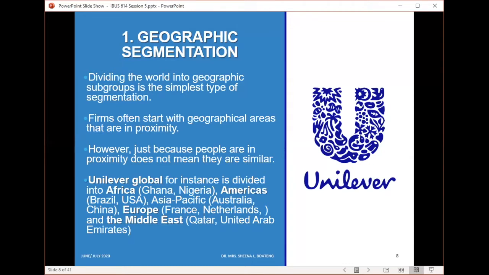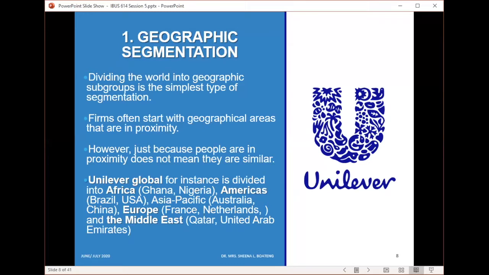However, geographic segmentation is the basis, and that is where everyone starts from, especially with the global marketer. So companies like Unilever, being multinationals, have perfected this art of geographic segmentation. For instance, Unilever Global is divided into the Africa region, the Americas, the Asia Pacific region, Europe, and then the Middle East.